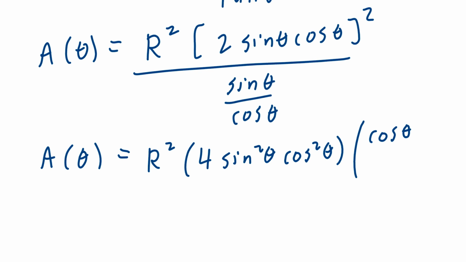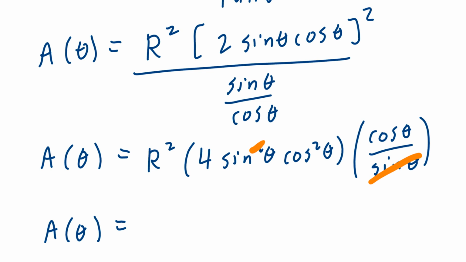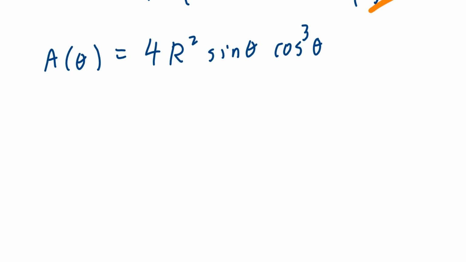Again, when there's a fraction divided by a second fraction, I can take the first fraction and multiply by the reciprocal of the second one. Now, in a different color, I'm crossing out one sine theta from the bottom and one from the top, which means A in terms of theta equals 4r squared times sine theta times cosine theta to the power of 3. I'm now ready to find the derivative.